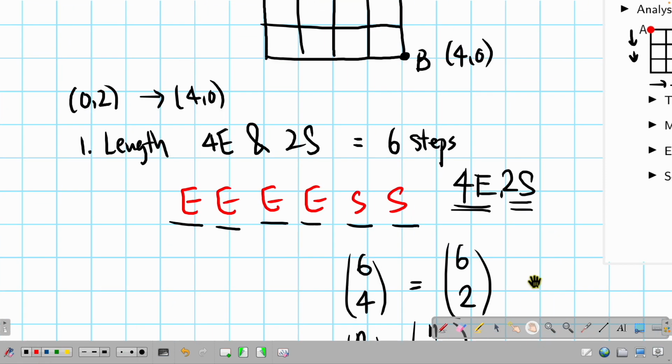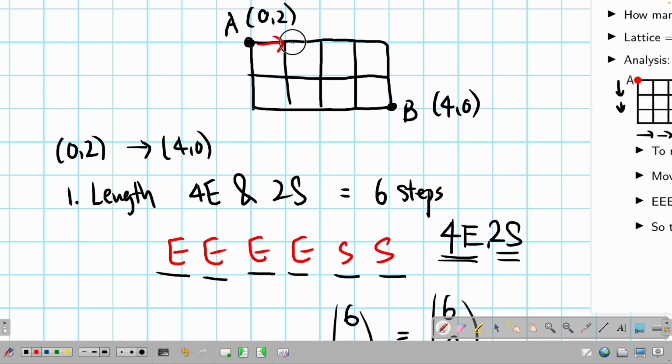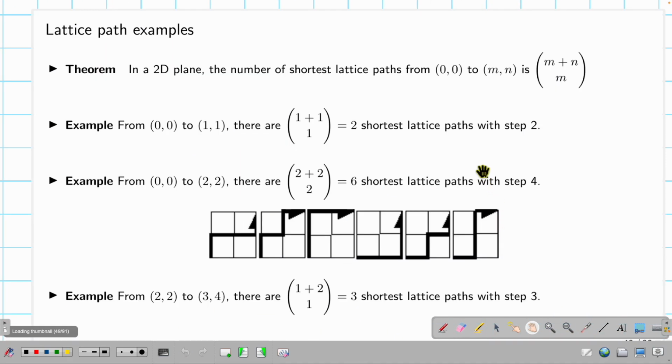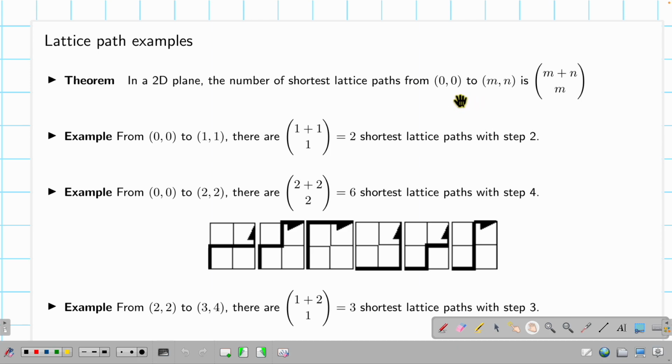Okay? So for example, a solution will be this one. So what does it mean? This one means E. So this is a solution. I can also say another one. You see? So the red one and the yellow one are different, but they are both 6 steps solutions from A to B. So how many are possible? This number.